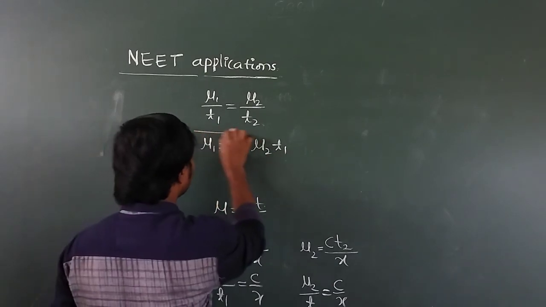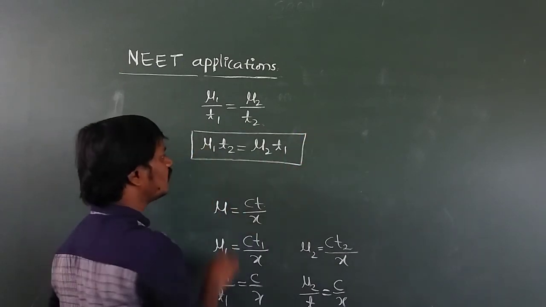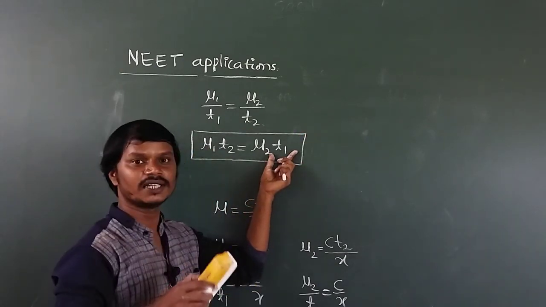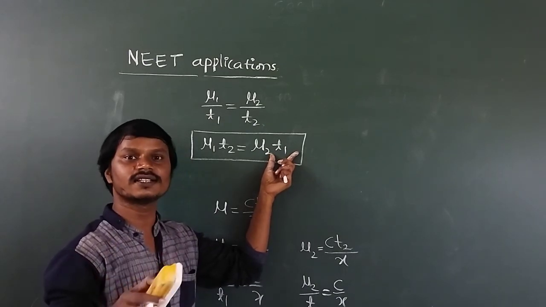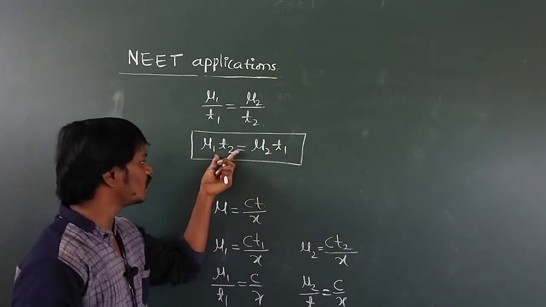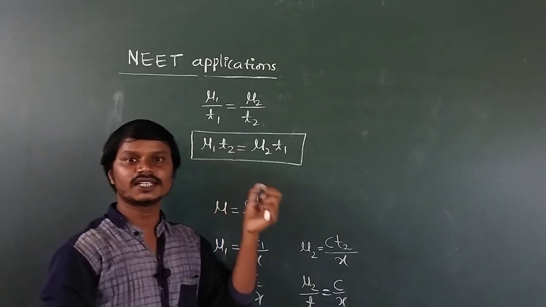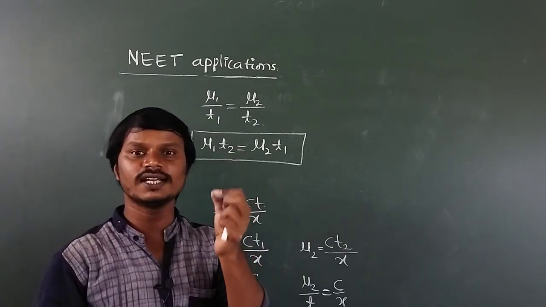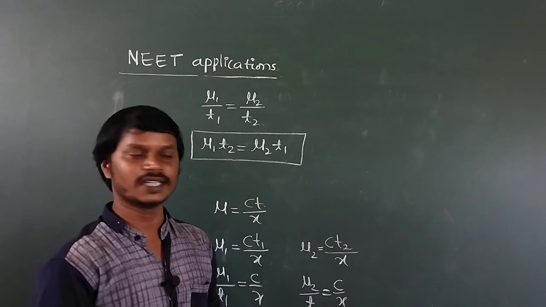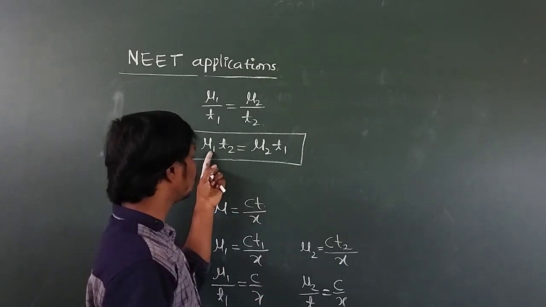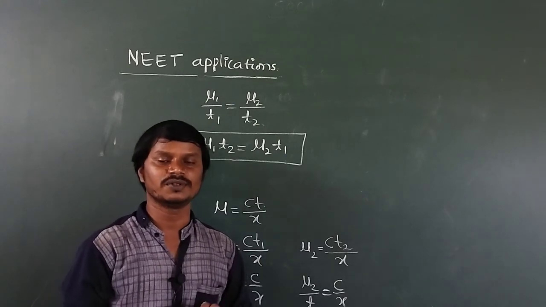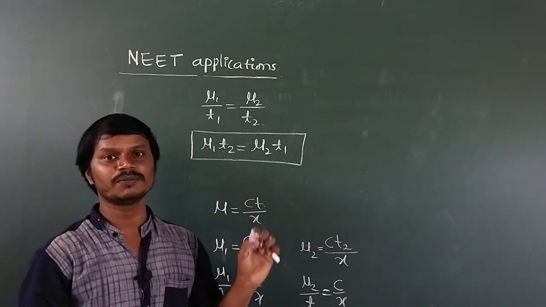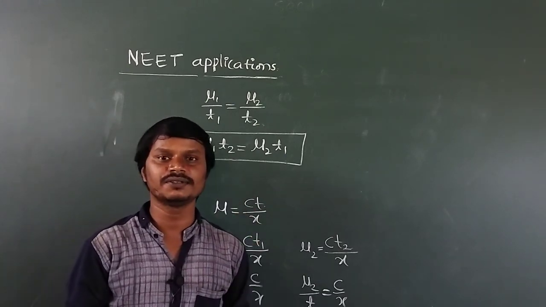Okay, so what is t1? t1 is the time taken by the light to cover the distance x in the first medium. And what is t2? It is the time taken by the light to cover the distance x in the second medium. mu1 is the refractive index of the first medium and mu2 is the refractive index of the second medium. Okay, these are some important NEET applications related to refractive index.